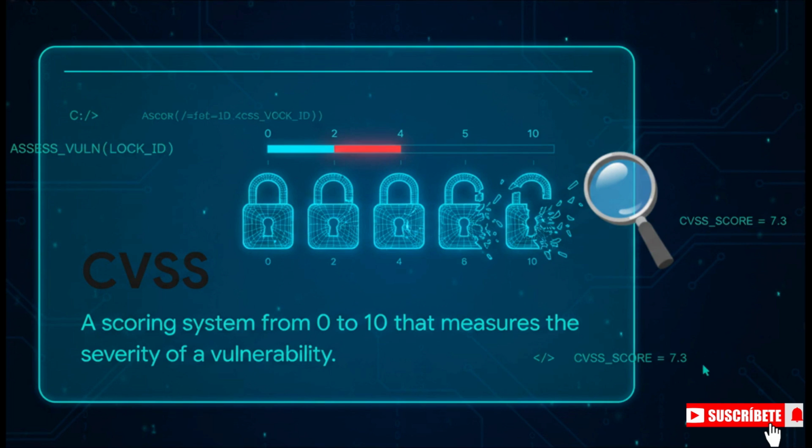Okay, so the CVE tells us which lock is broken. But what about how broken it is? I mean, is it just a little tricky to open, or will it completely fall apart if you look at it the wrong way? That's what the CVSS score tells us. It's a scale from 0 to 10 that rates the severity of the vulnerability.